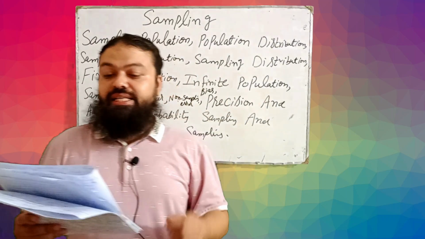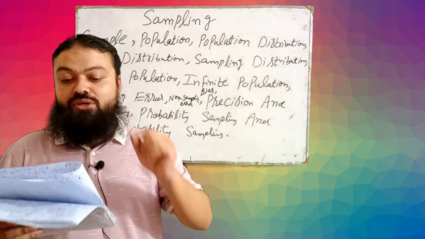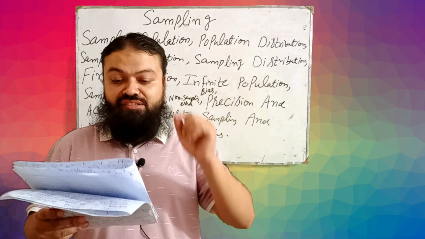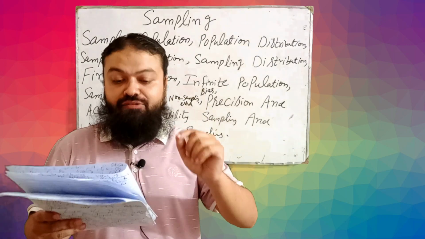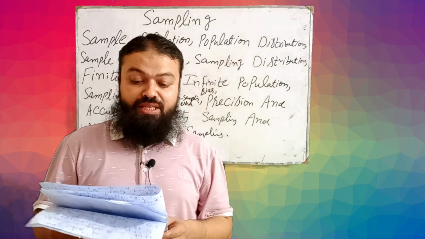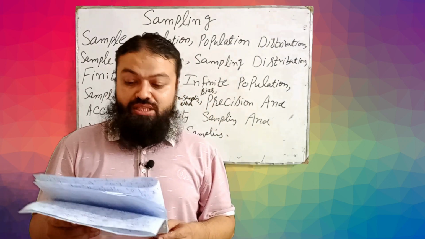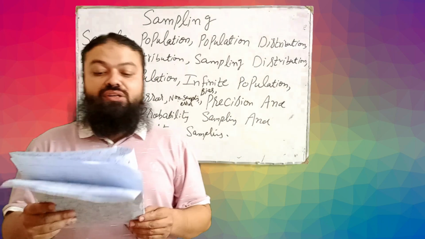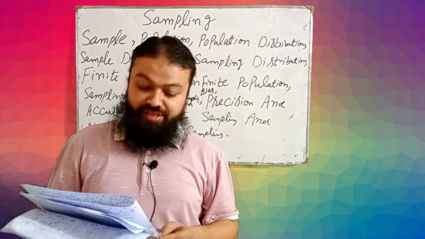Number 12, in which of the following non-random sampling techniques does the researcher ask the research participants to identify other potential research participants? Number 1, convenience, no. Number 2, purposive, no. Number 3, quota, no. Number 4, snowball sampling. It's a very important one.